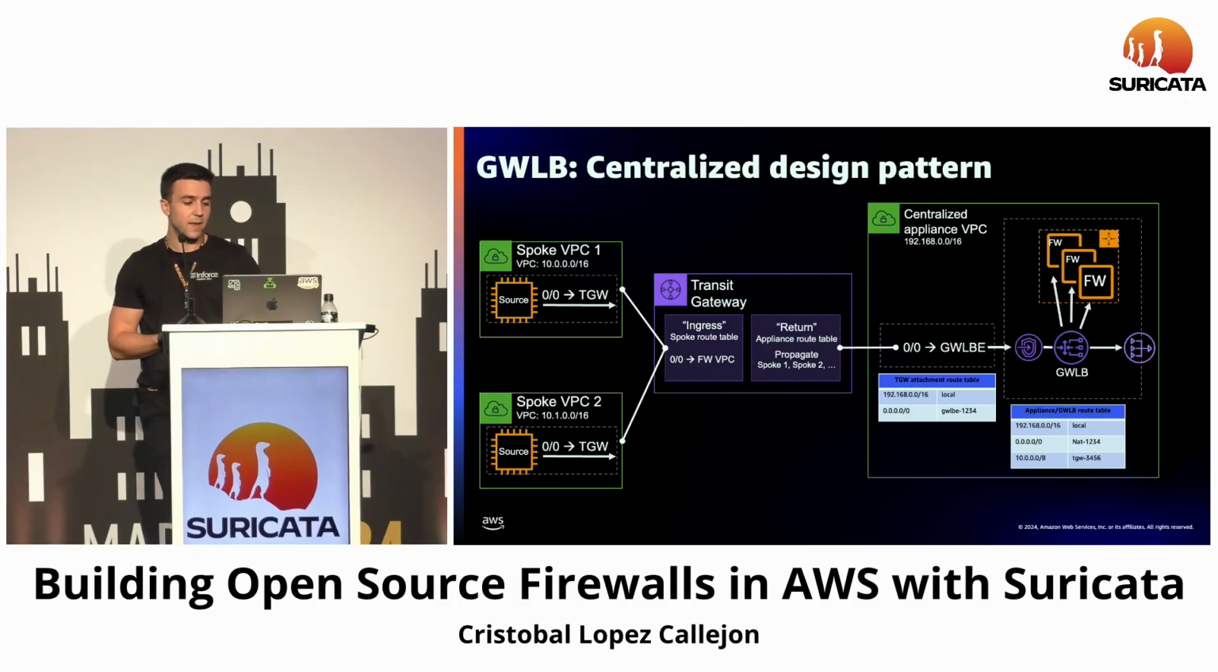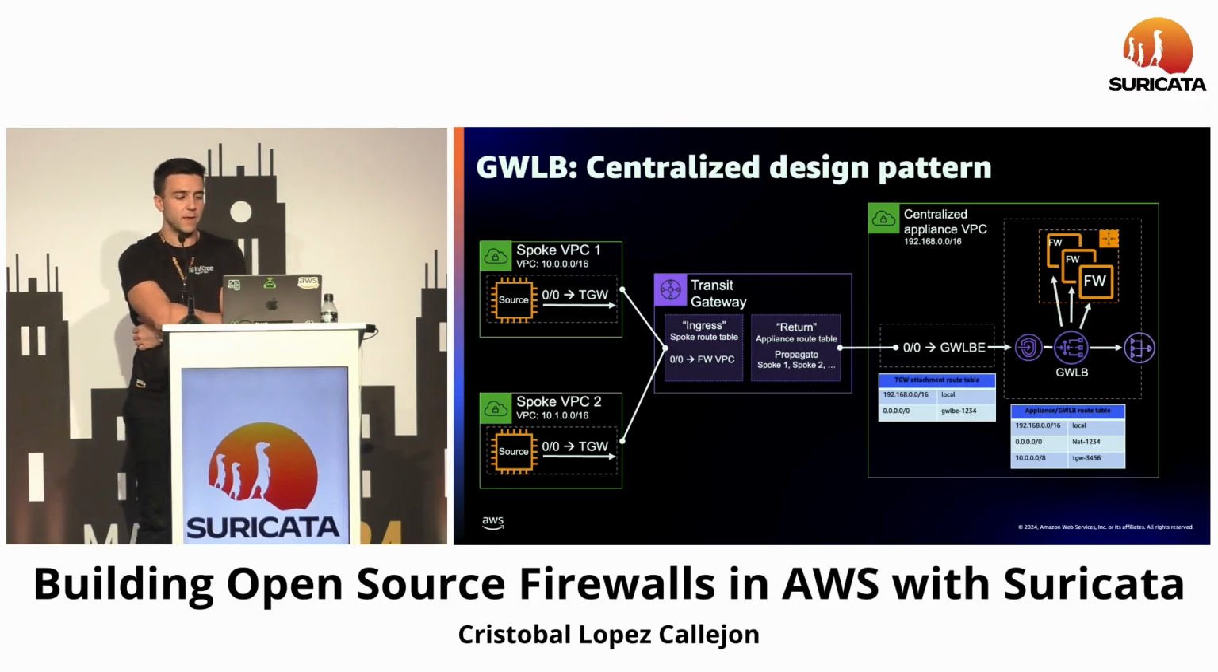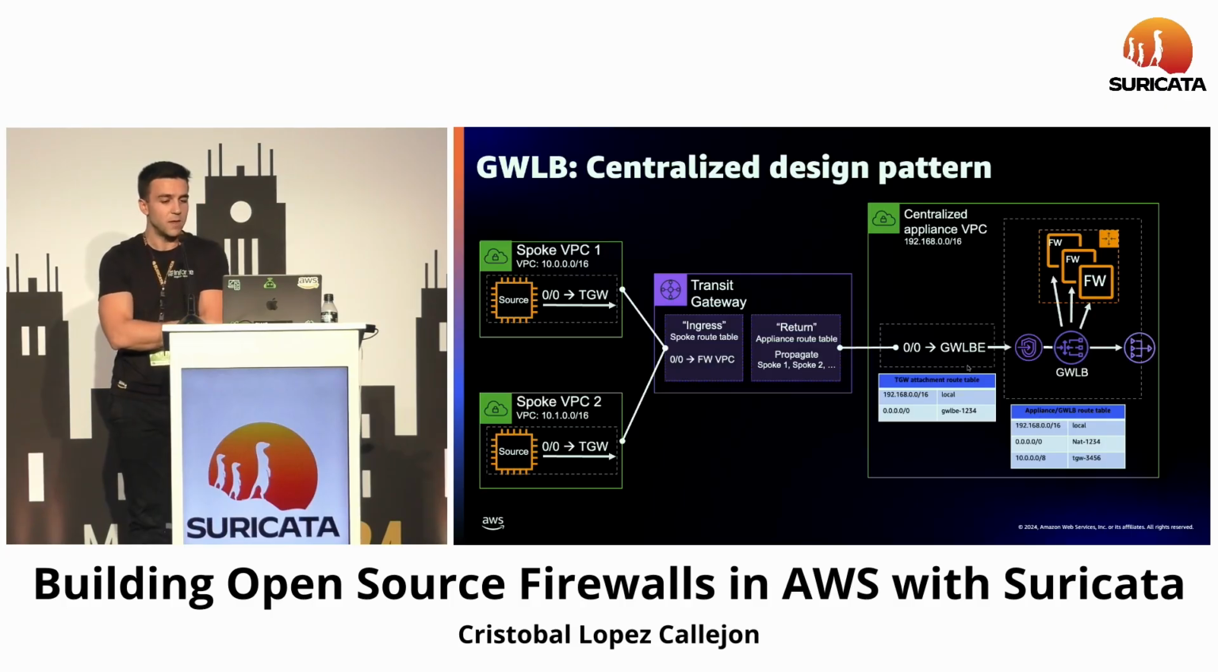And also here, not only can we filter the north-south traffic, so the traffic going to the internet, but we can also filter or inspect the east-west traffic. So imagine we want to go from spoke VPC 1 to spoke VPC 2, because there are two projects or two microservices that need to speak to each other. As we have the default routes going to the Transit Gateway, everything in the Transit Gateway is going to go to the inspection or appliances VPC.